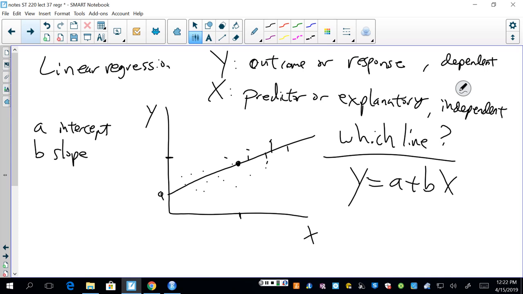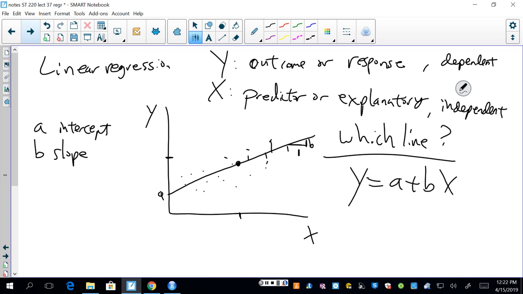So as x goes up 1 unit, the y value changes by b. And if b is positive, it's going up as x is going up. And if it's negative, it's going down as x is going up. And so the question is, which line do we want to choose?